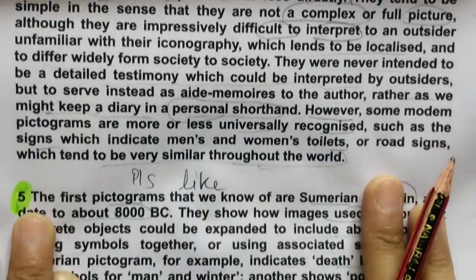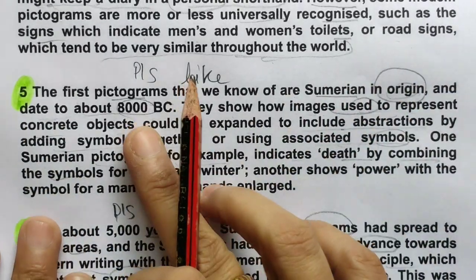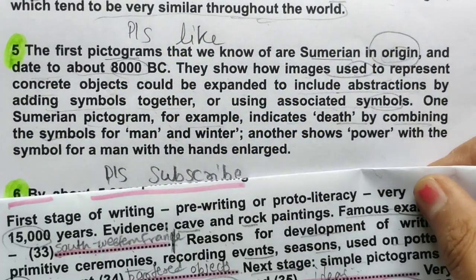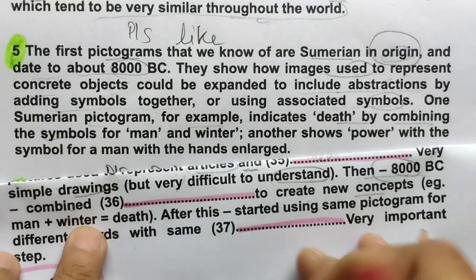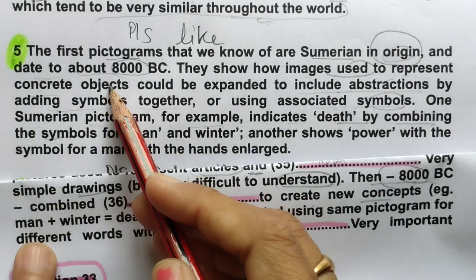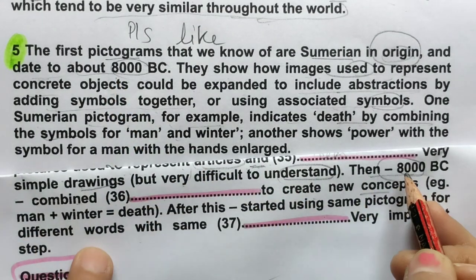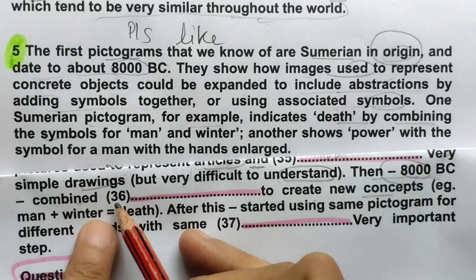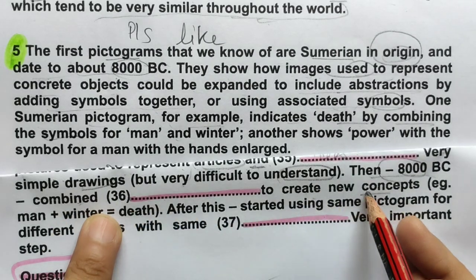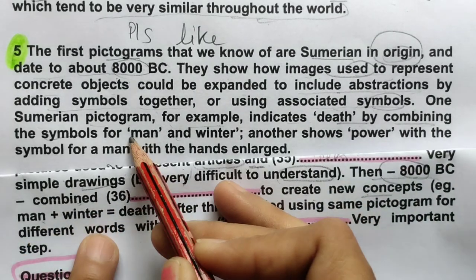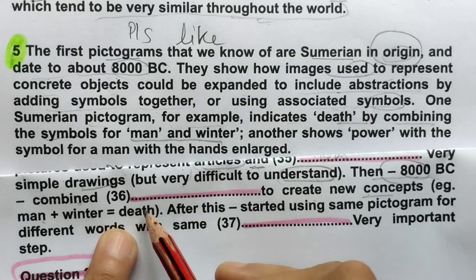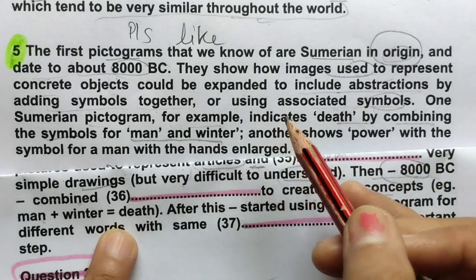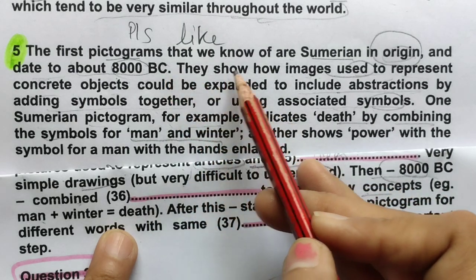8000 is in the next paragraph. See this, 8000 BC is there. So I will just fold it. So here 8000 they are talking, 8000 is also here. Then 8000 BC combined dash to create new concept, man plus winter. Man plus winter means death. Here it is given. So what they want to combine, let's read it.